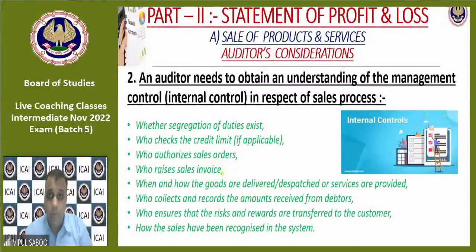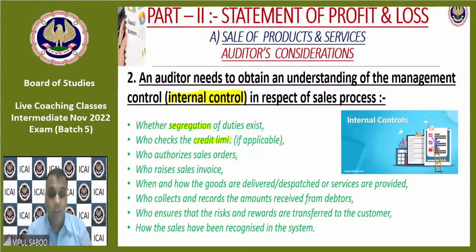Next, an auditor needs to obtain an understanding of the management control or internal control in respect of the sales process. Whether segregation of duties exists: who is taking the order, who is packing the order, who is recording, who is delivering, who is getting the payment. Checking the credit limit if applicable, to which of our customers we have fixed credit limits. We can sell to this company up to a credit limit of 1 lakh. As soon as they purchase tea from us for rupees 1 lakh in a week, for further sales, we'll tell them to clear the previous balance, because this is a credit limit fixed between you and us. After 1 lakh, you will have to clear the previous balance, then only we'll supply you the next lot.